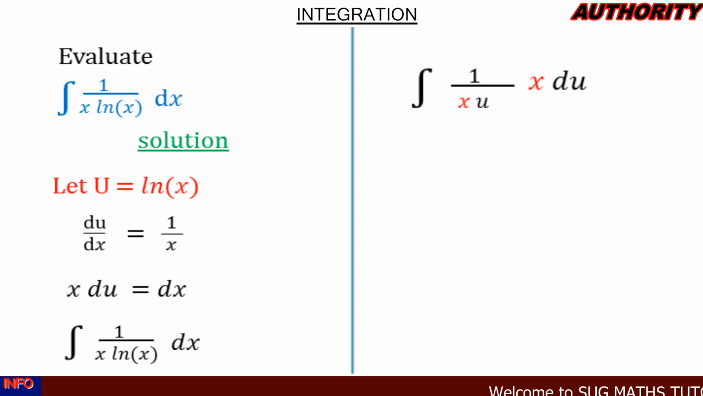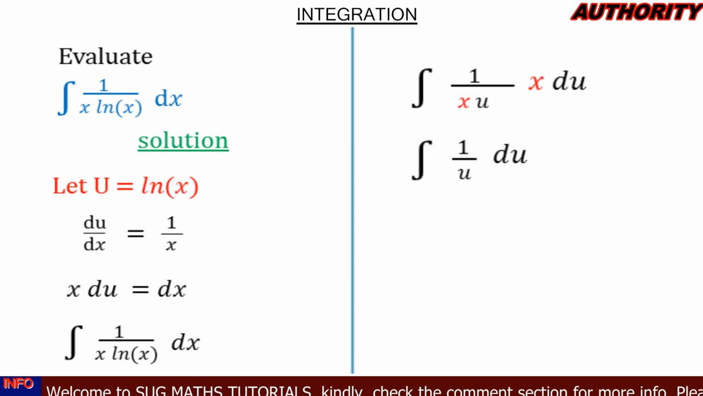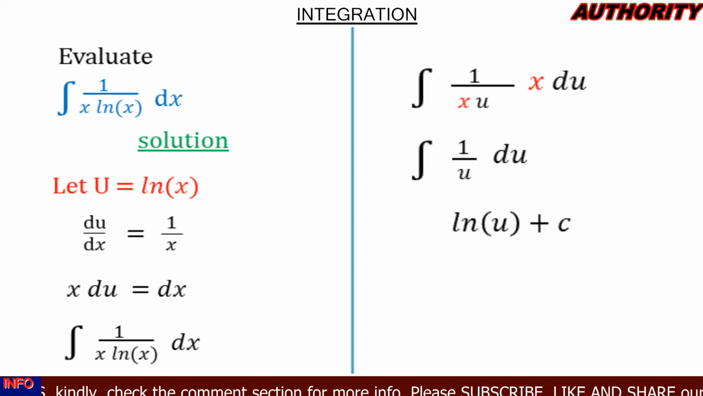Now, you notice that there is x in a numerator and there is x in a denominator. Now, the x will strike out. We are going to be left with the integral of 1 all over u du. Now, let's integrate properly. That means we are going to have ln u plus c.